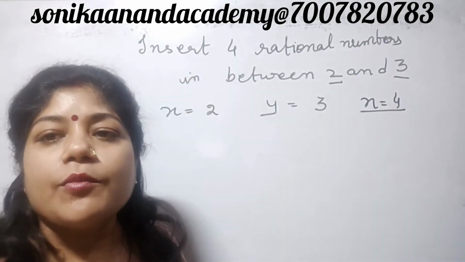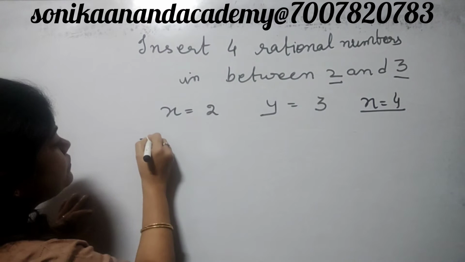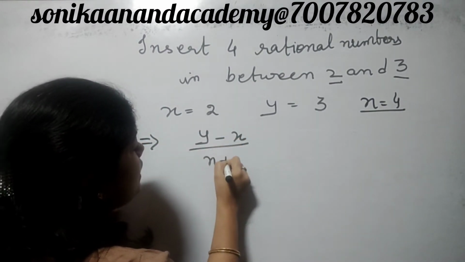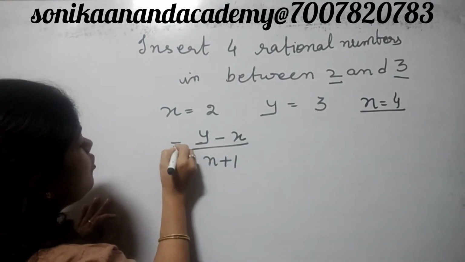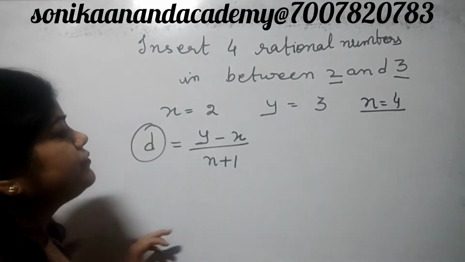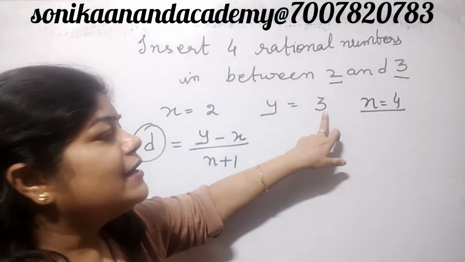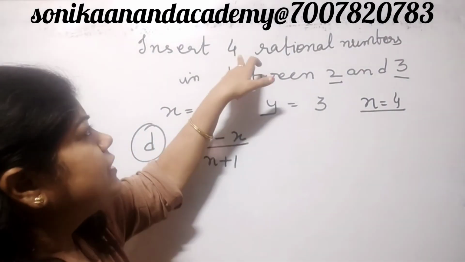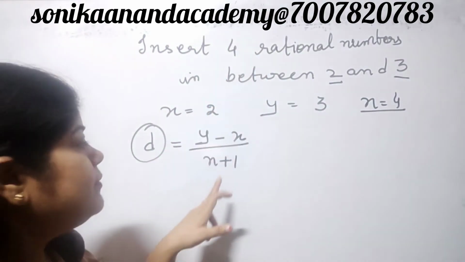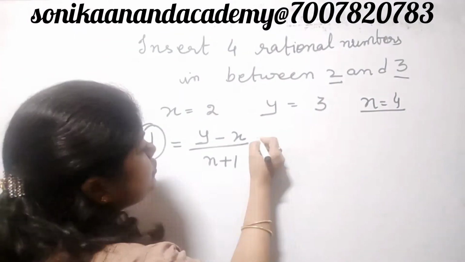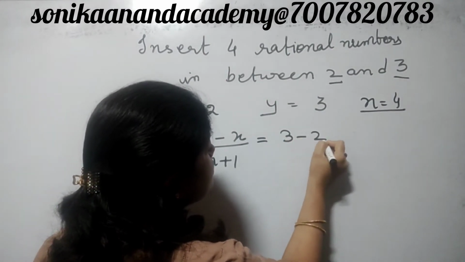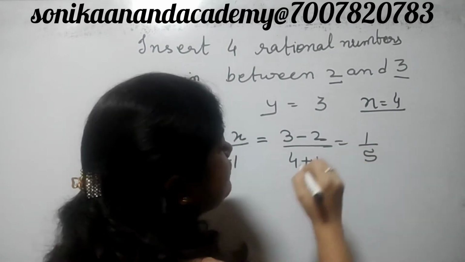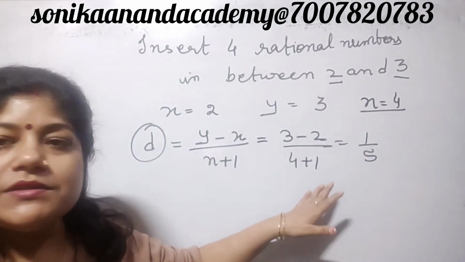Now just learn a formula which is very helpful. It is (y minus x) over (n plus 1), which is equal to the common difference, that is d. That means you have to subtract the smaller number from the bigger number, and in the denominator, the number of rational numbers we have to find plus 1. Okay, substitute the values. We get (3 minus 2) over (4 plus 1), which is equal to 1 over 5. Clear? This is the first step.